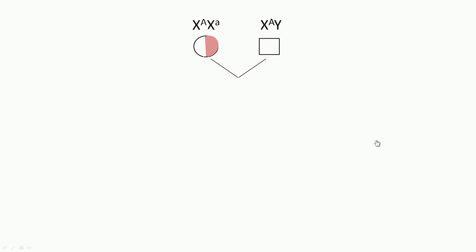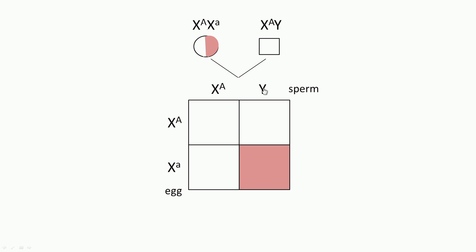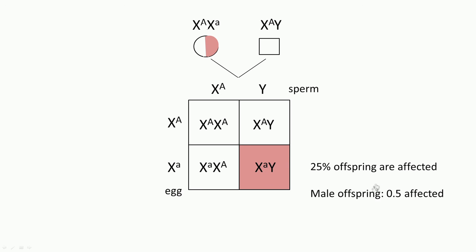Another example. Between a carrier female and an unaffected male, in this case only 25% of the offspring are affected. It happens to be a male because the small a comes here, the Y does not have anything. If you consider the male offspring alone, 50% are affected. If you consider the female offspring alone, no female offspring is affected, but 50% are carriers, which are these.